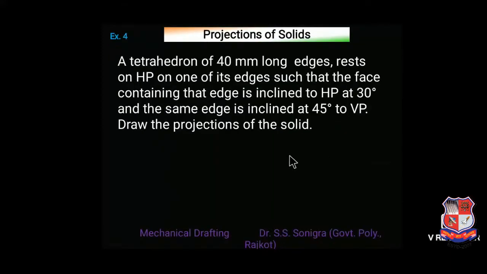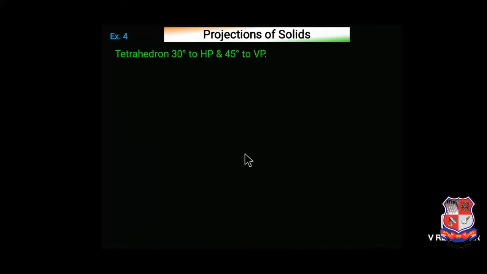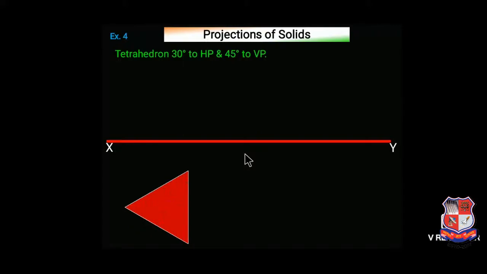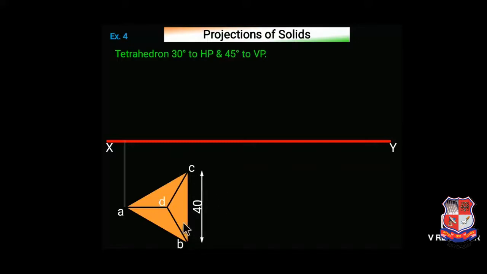Now example number 4. A tetrahedron of 40 mm sides rests on HP on one of its edges such that the face containing that edge is inclined to HP at 30 degrees and the same edge is inclined at 45 degrees to VP. Draw the projections of the solid. Tetrahedron is given. So draw a triangle below the XY line. This is the top view of the tetrahedron. Tetra means 4. 4 triangles are joined together and all 4 triangles are of equal length. That is called a tetrahedron. So this distance is 40 mm.